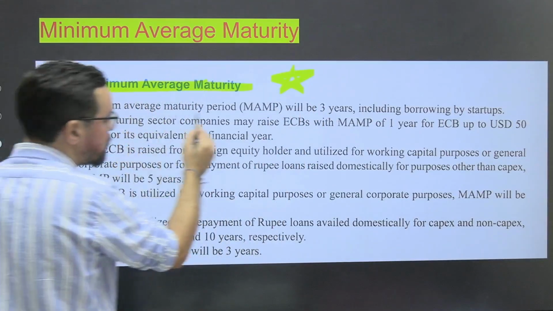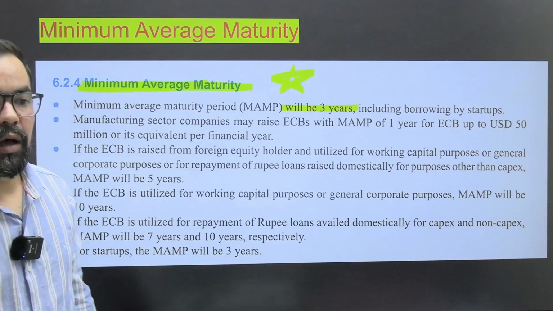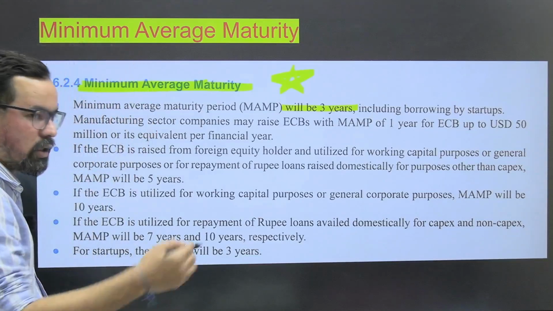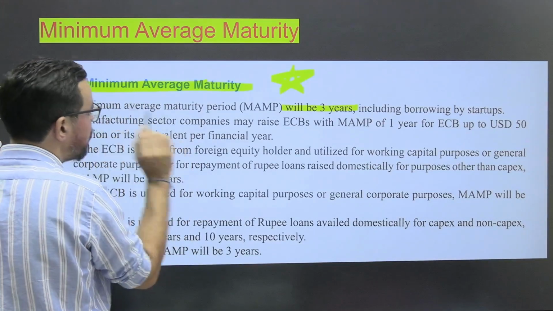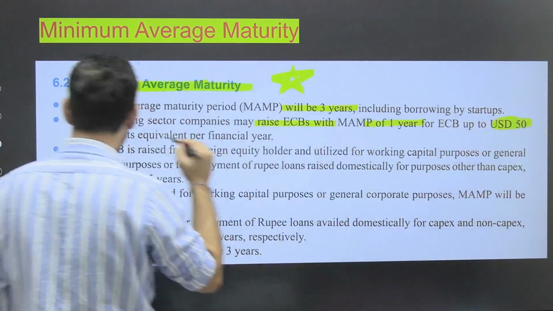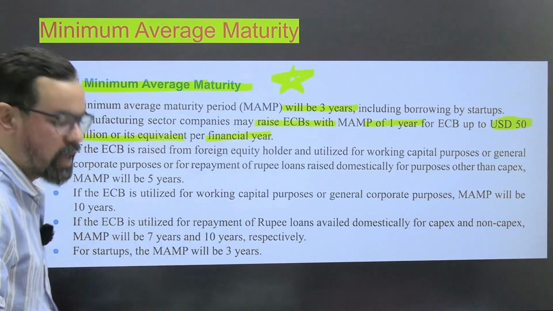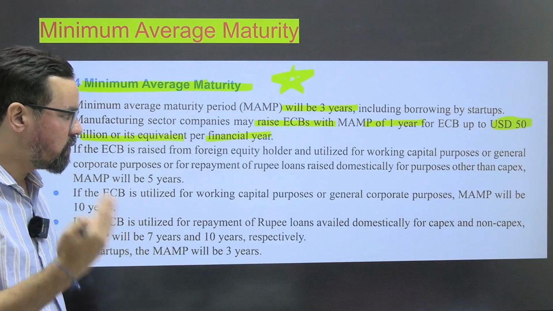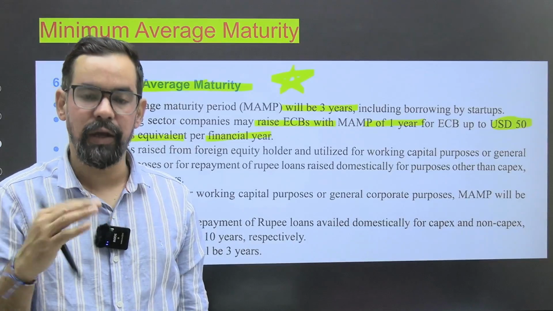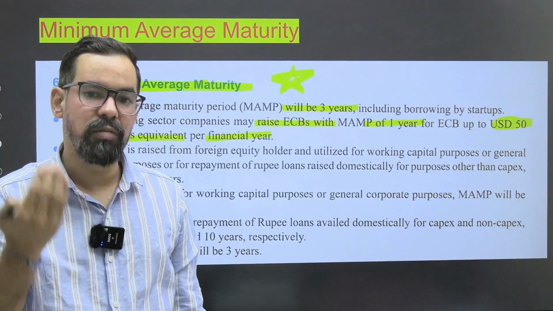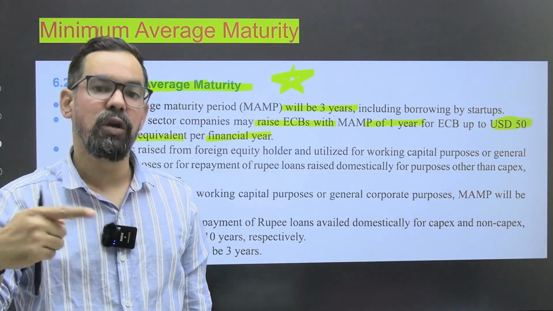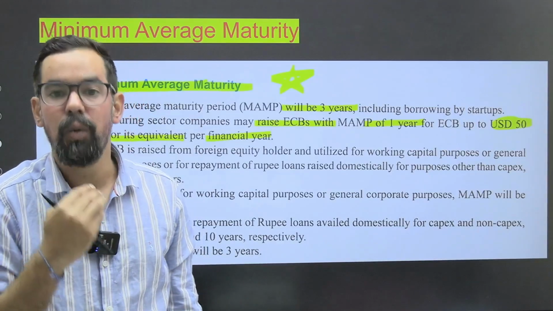So minimum average maturity period will be 3 years. In general condition, if they ask you what is the minimum average maturity period for ECB, the answer will be 3 years, even including startups. Now the condition is manufacturing sector companies may raise ECB up to 1 year. The limit is 50 million US dollar or equivalent per financial year. Basically we want to boost the manufacturing companies. So the government allows key manufacturing companies to raise ECB up to 50 million US dollar, where the minimum average maturity period can be 1 year. Minimum average maturity period relates to the repayment commitments made by the borrowing company.